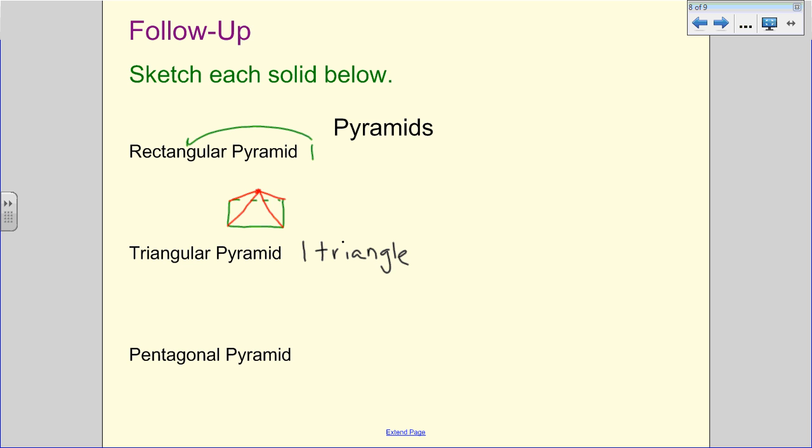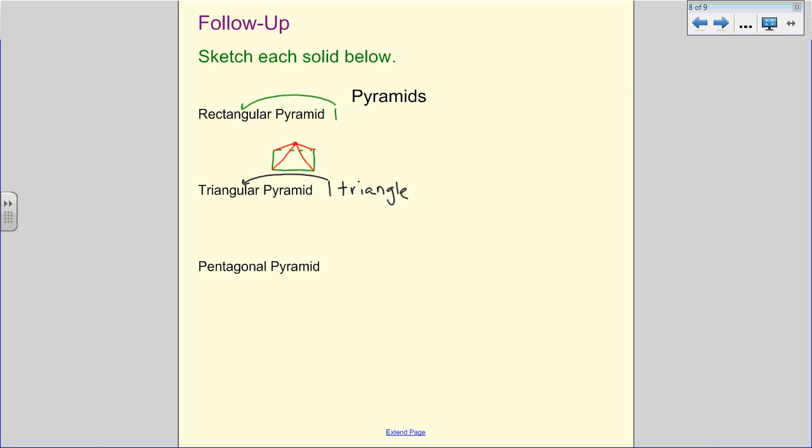Triangular pyramid means you have one triangle, and you're going to have 3 lateral faces. So I'm going to let you guys do that one on your own. And pentagonal just means you have a pentagon. So we have a pentagon, a 5-sided figure.